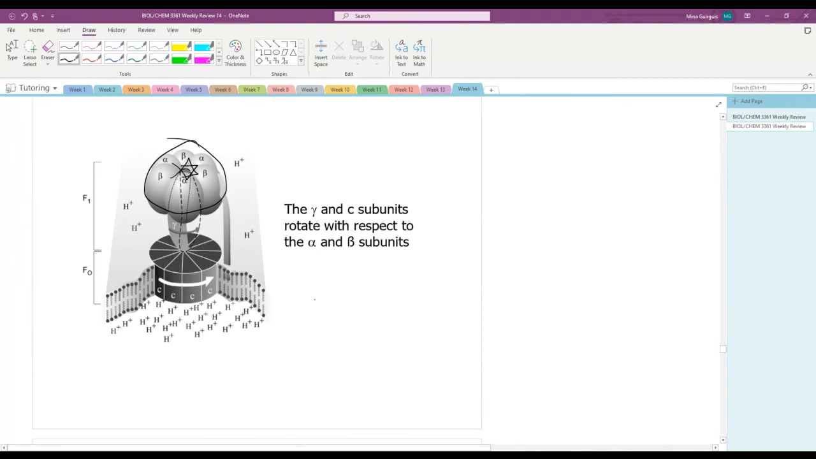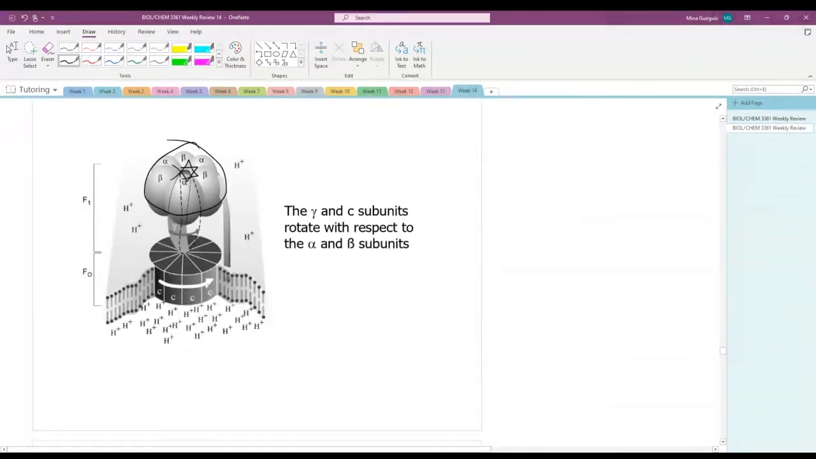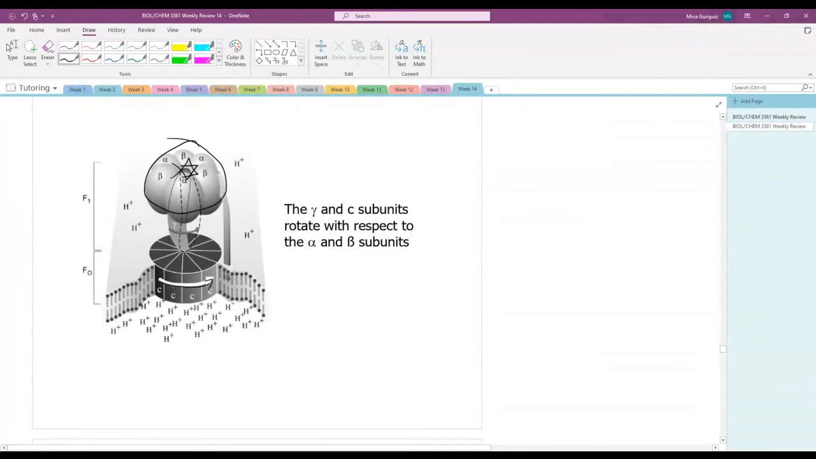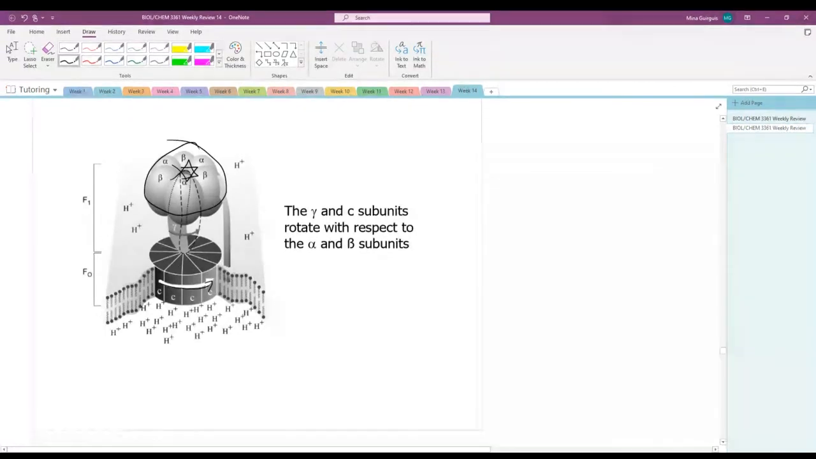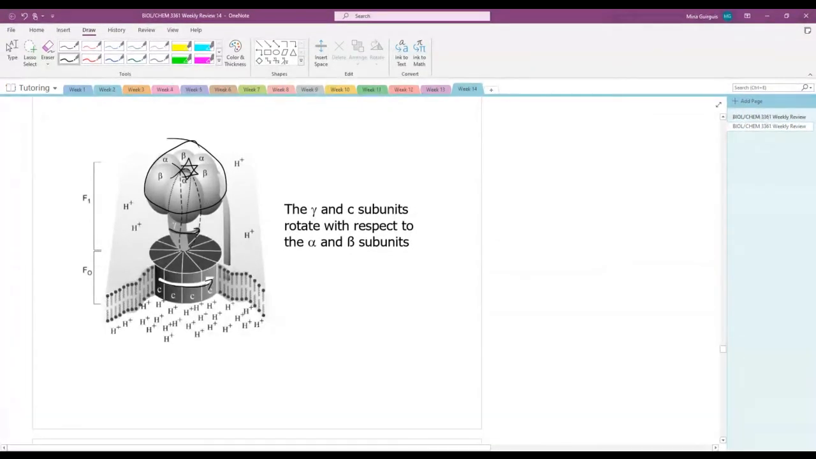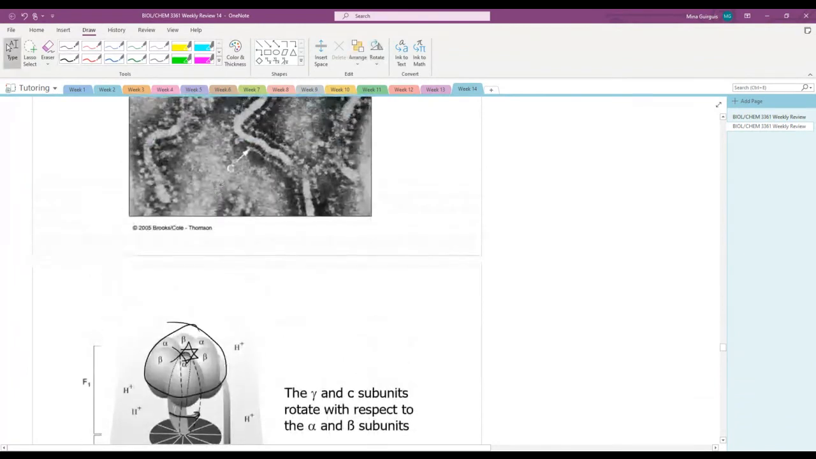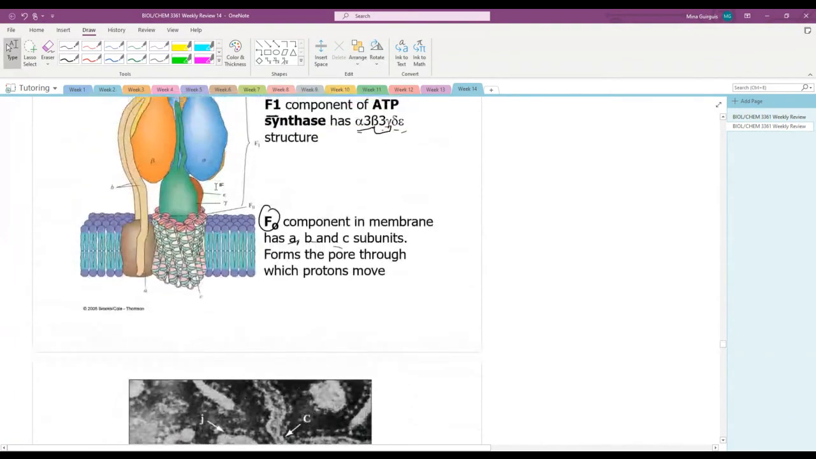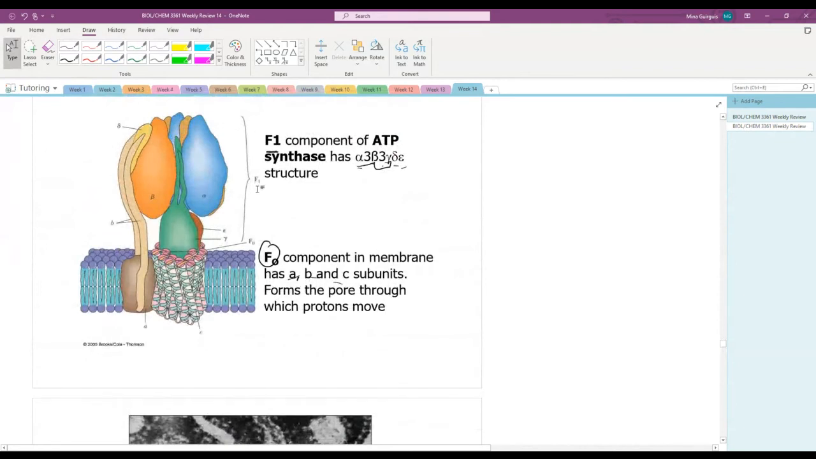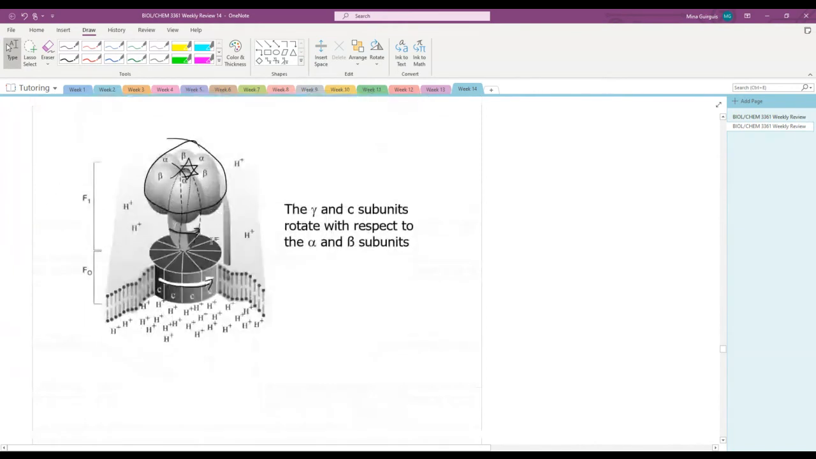So then the gamma and the C subunits, and you can't really, yes, you can, there we go. So the C subunit is here at the bottom. This is the C subunit, by the way, of the F0 component, and then the gamma subunit of the F1 component rotate together with respect to the A and the B. In other words, we have rotation, and that's where the energy is going, effectively. And I do want to point out, yes, we do have those delta and epsilon. We're going to talk about those later.